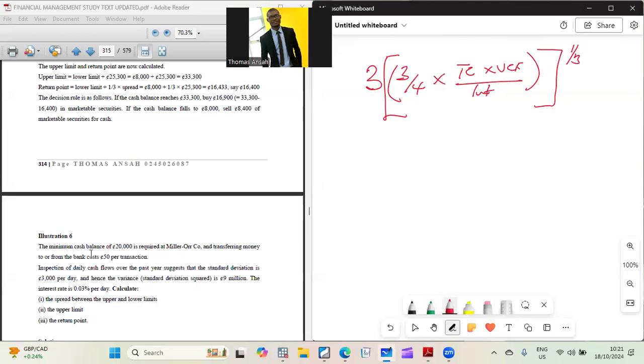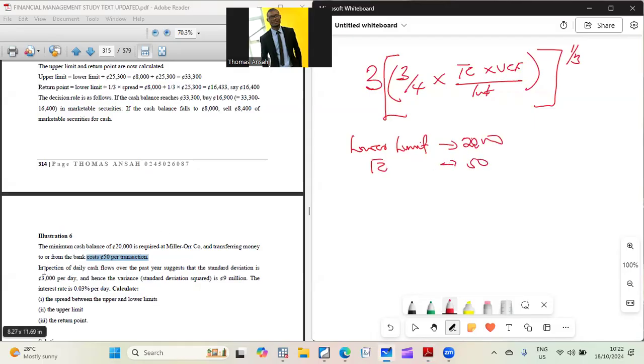Okay, so the minimum cash balance, that's the lower limit they have now, is 20,000. The cost of transferring money to or through the bank is 50. So that is your transaction cost. So 50. TC is 50.